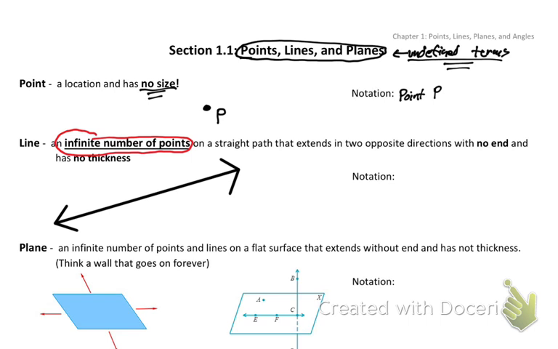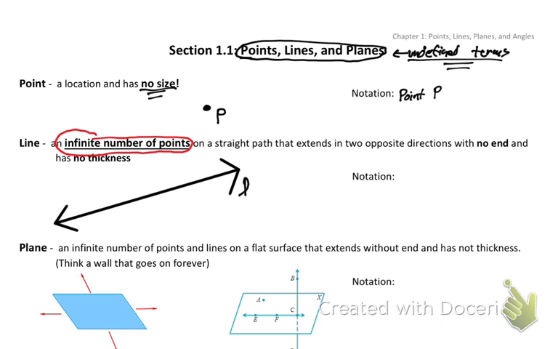Now, when we name these, there are 2 ways to actually name them. The first way is that sometimes you'll see a little letter next to it. So let's go ahead and put a letter L, a lowercase l. Sometimes I use a cursive L. You can use whatever L you want in this case.